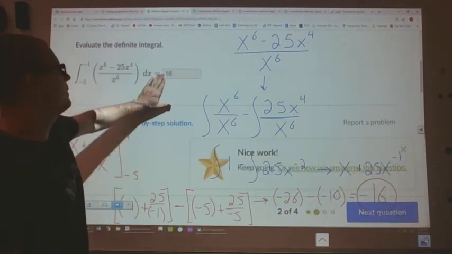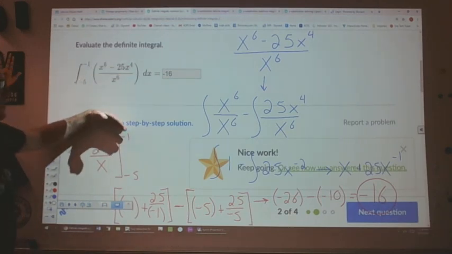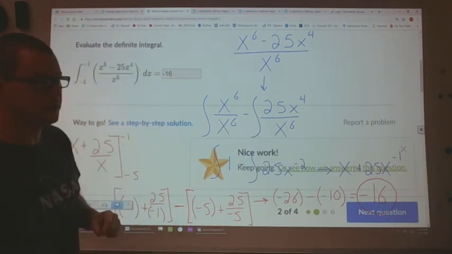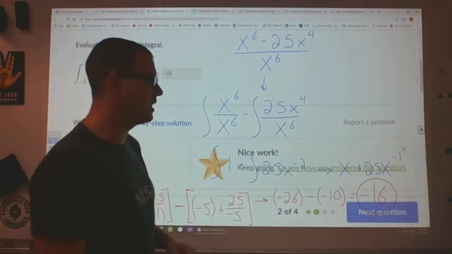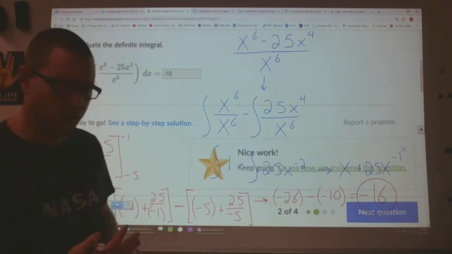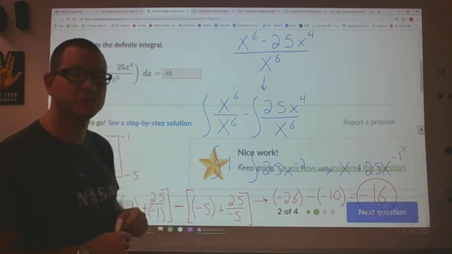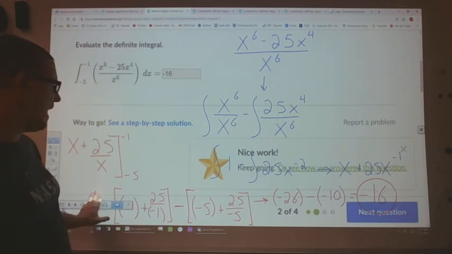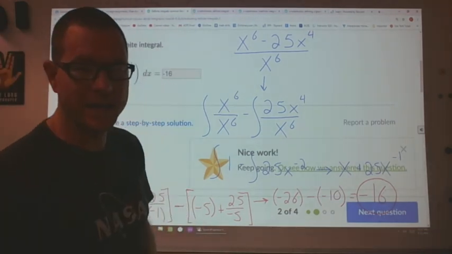The negative telling me that the displacement of this curve from the x-axis, it is below the x-axis in this interval, and the 16 telling me the square units that it actually takes up in that region. And the rest of them work just like that. You may need to simplify. It may be sine or cosine or e to the x, natural log of x. But these should be relatively common functions that you're used to, and just getting used to that definite integral. Once you have the integral, remember it's f at b minus f at a.